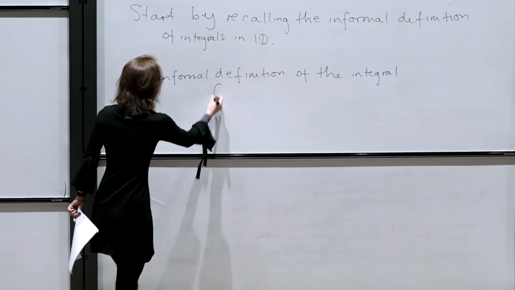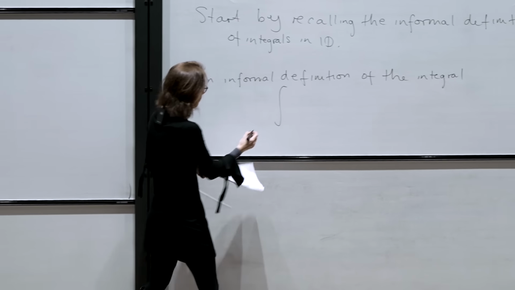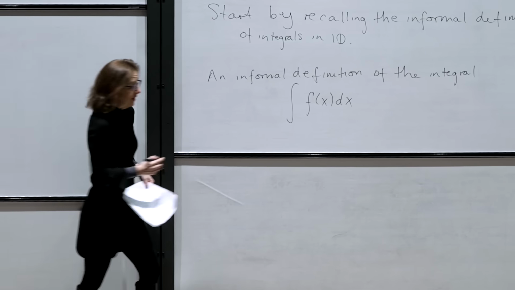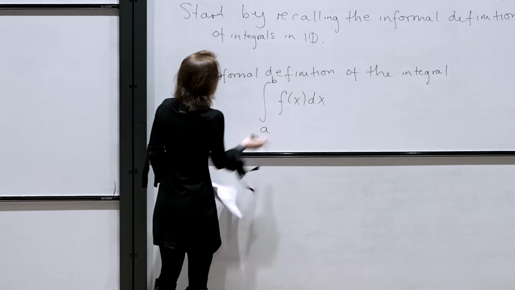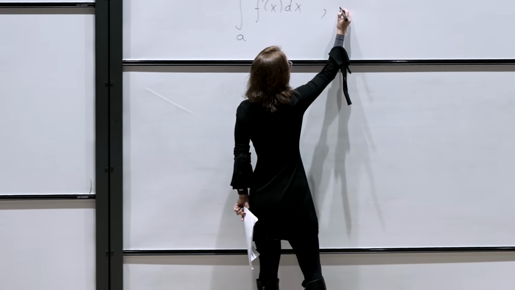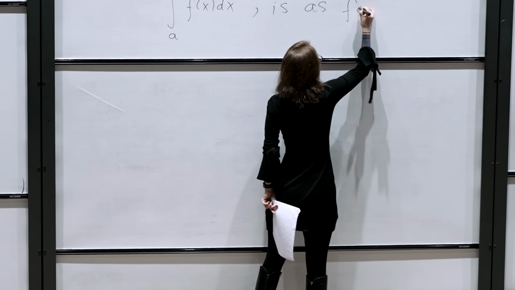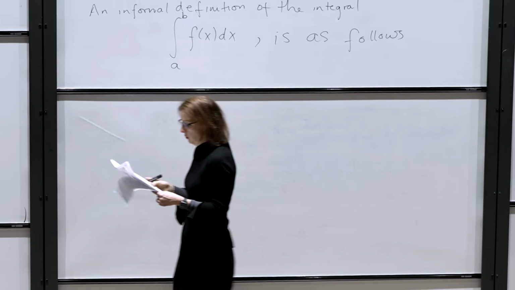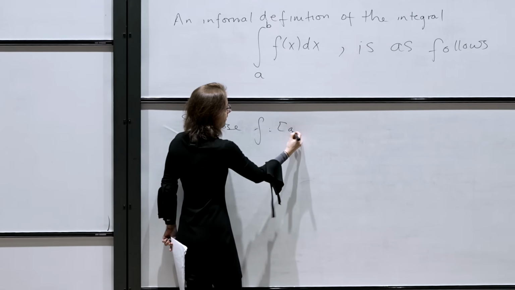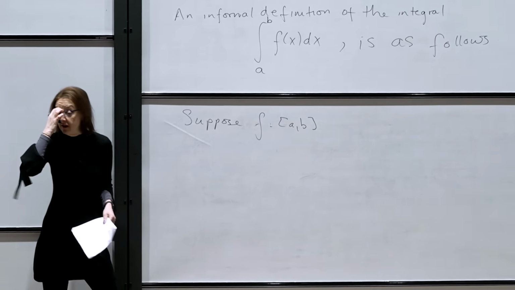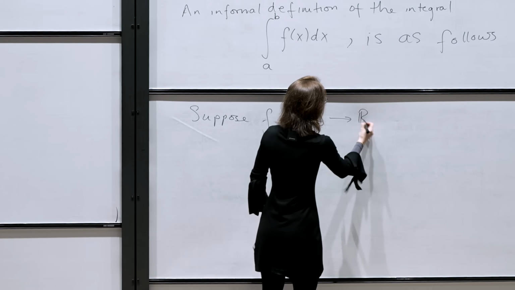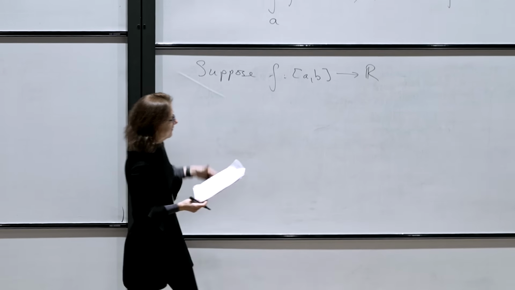So the integral, let's say, of some function f of x integrated with respect to x between some definite limits. So we might have x equals a and x equals b. So what do we really mean when we write that down? Well, we can think of that informally as follows. So let's suppose we have some function f which takes values on the closed interval ab, f takes these values and returns a real number. So a real valued function. Let's suppose that f is a function.